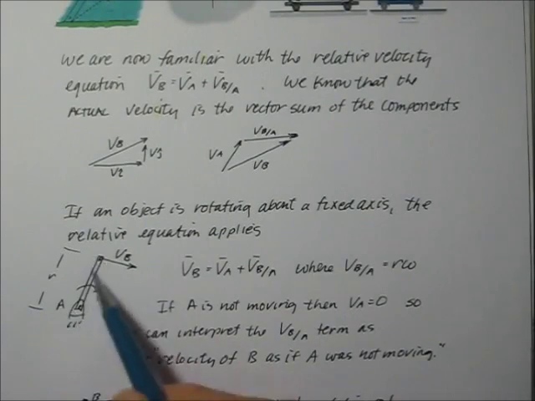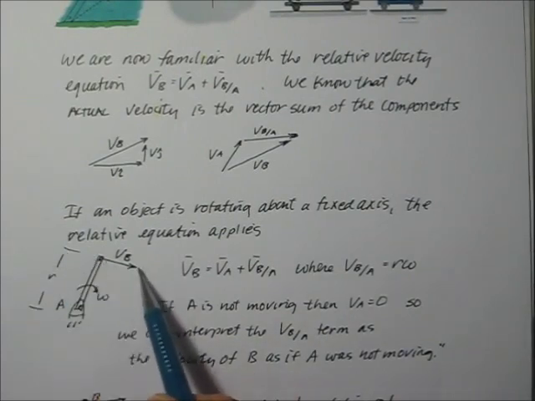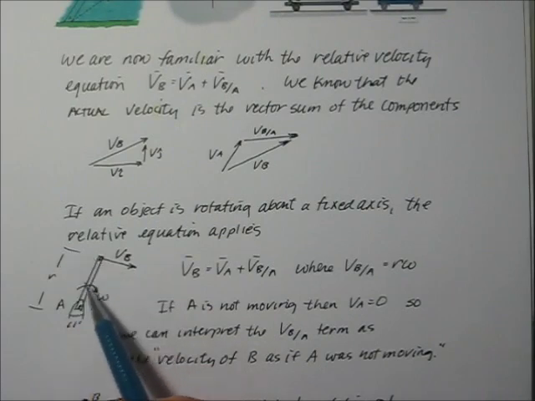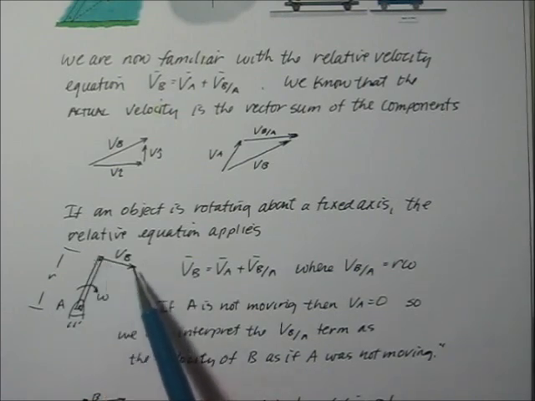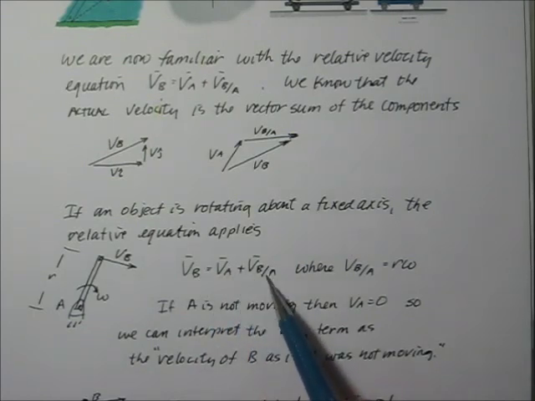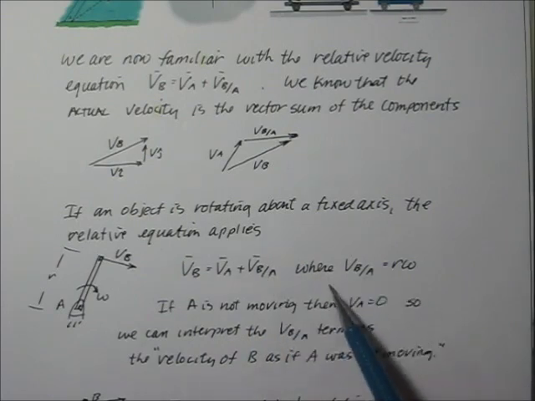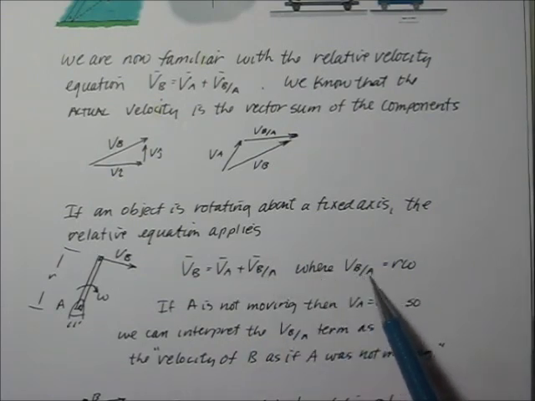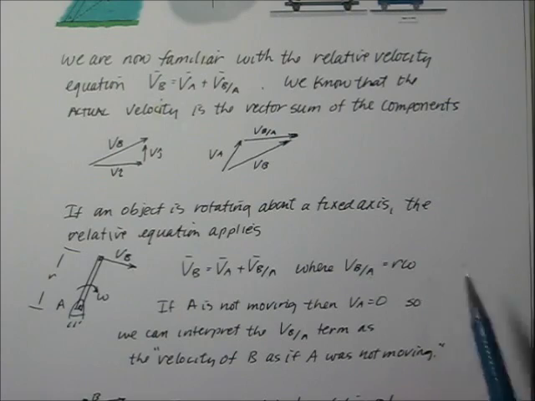So let's say that we have this bar rotating about A. It's got an omega, it's got an r. We know that the velocity of B is always tangent to the path and perpendicular to the line connecting the two points. So we see the velocity of B is going in that direction, and we can write the equation: the velocity of B is equal to the velocity of A plus the velocity of B with respect to A, where the velocity of B with respect to A is equal to r omega.